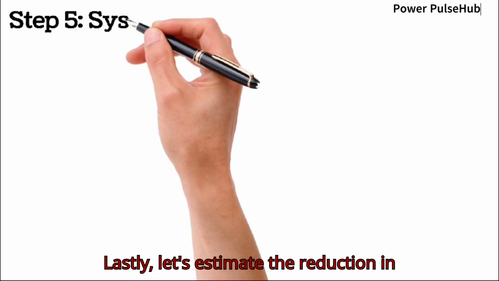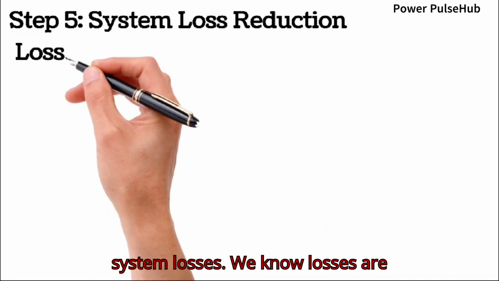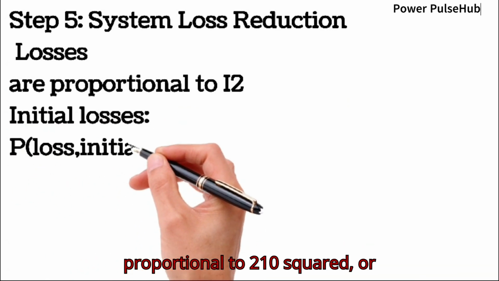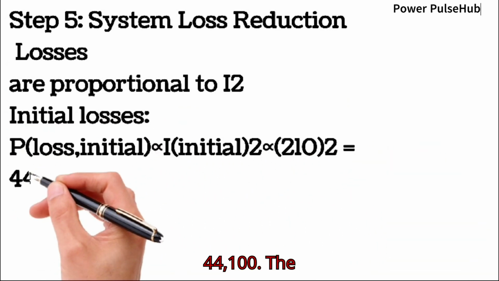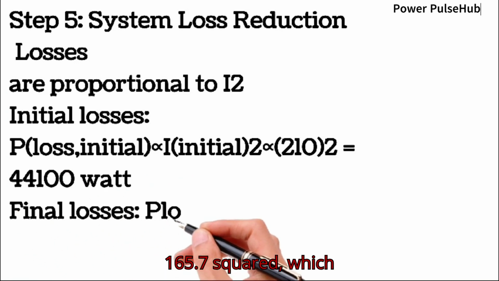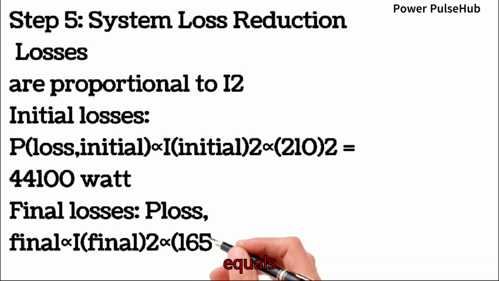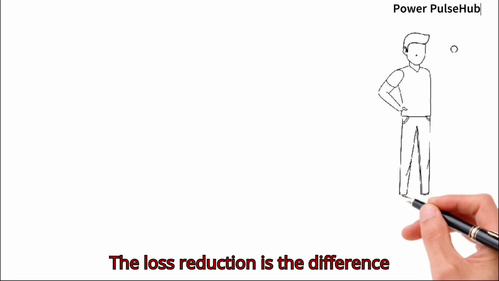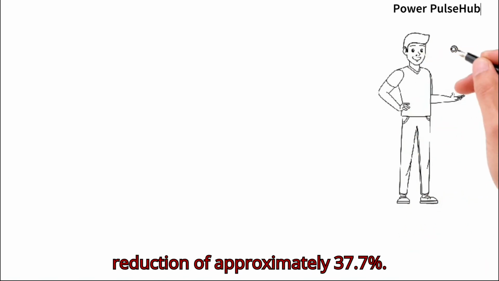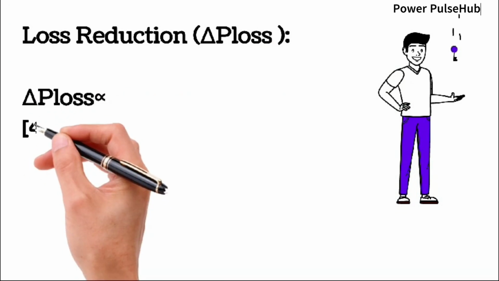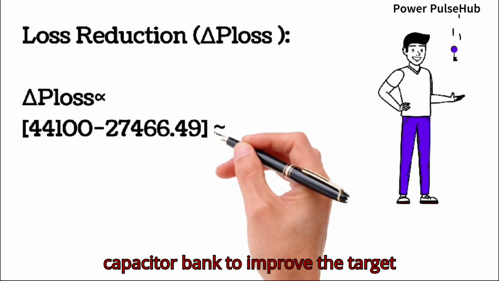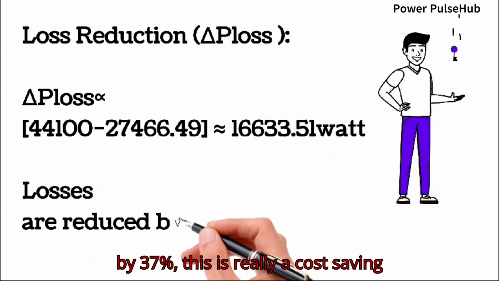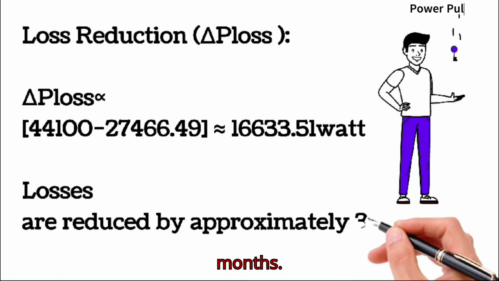Lastly, let's estimate the reduction in system losses. We know losses are proportional to the square of the current. The initial losses are proportional to 210 squared, or 44,100. The final losses are proportional to 165.7 squared, which equals 27,466.49. The loss reduction is the difference between these two values, resulting in a reduction of approximately 37.7%. This means when we installed the capacitor bank to improve the power factor to the target, we got a reduction in losses of 37%. This is really a cost saving and has a payback period of less than 6 months.